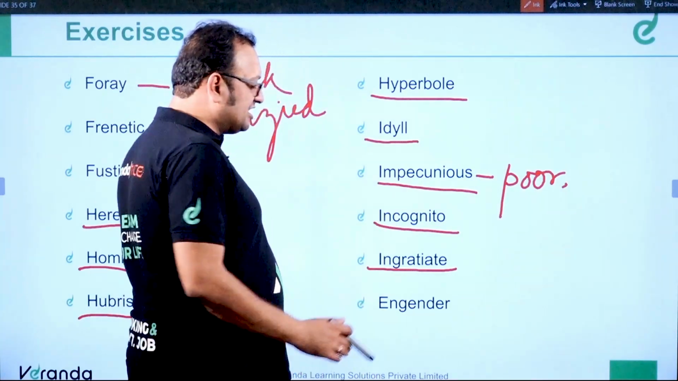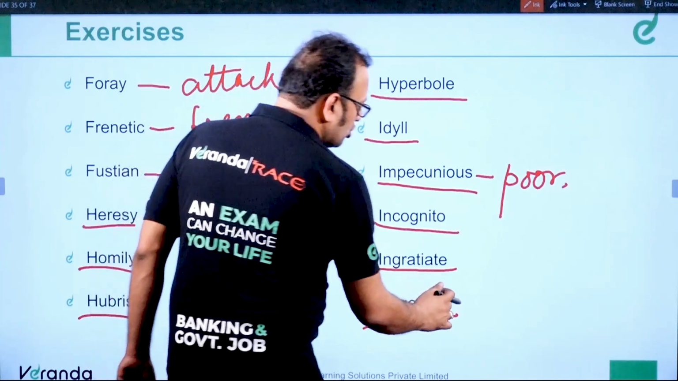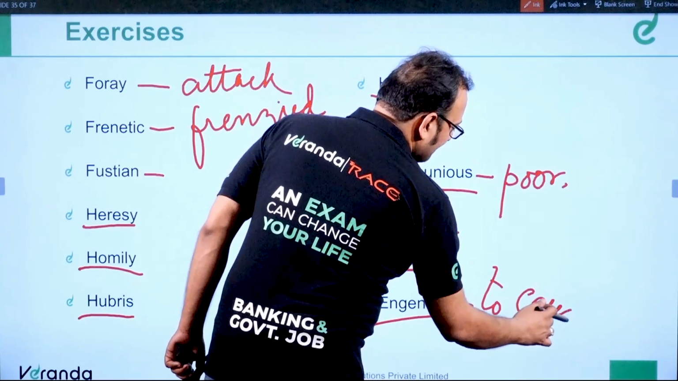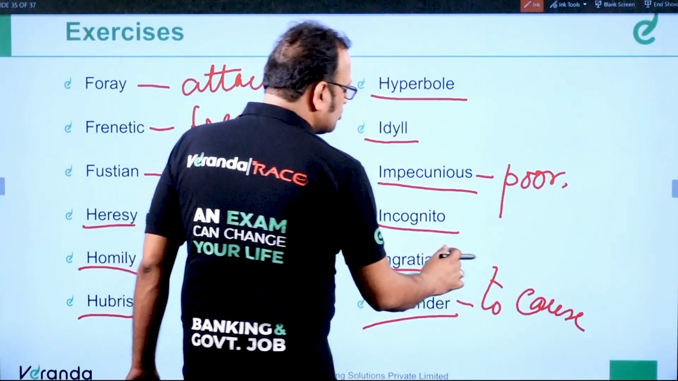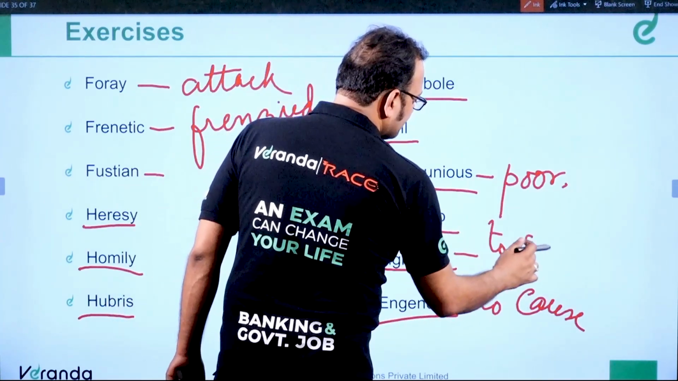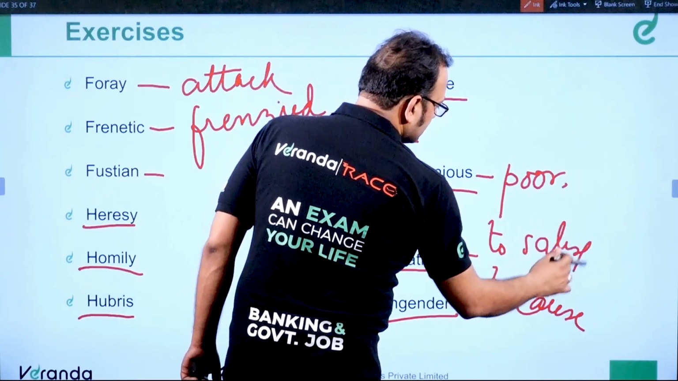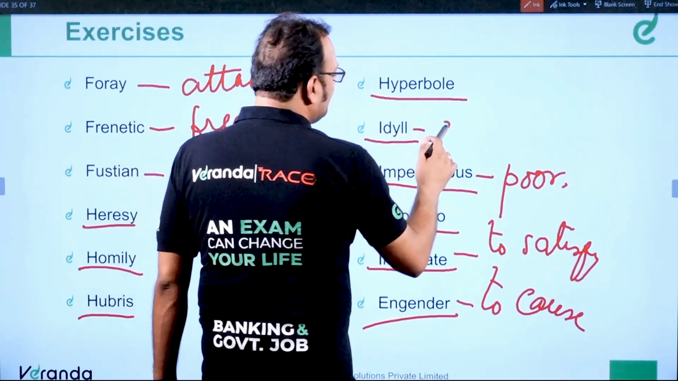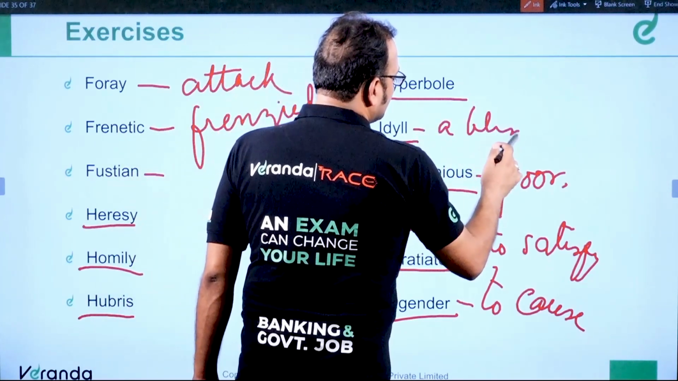And the last word is engender. Engender means to cause something to happen. Ingratiate means to satisfy. Impecunious, poor. Idyll means a blissful period.